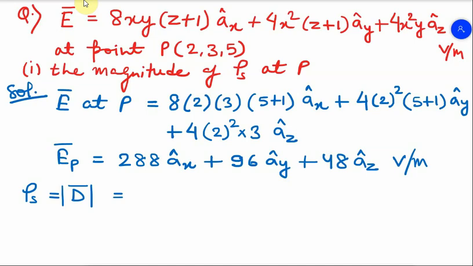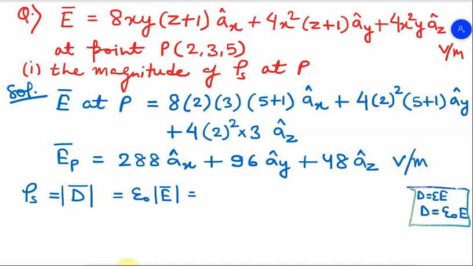So for determining D from E, what is the relation between D and E? In general D equals epsilon E, but in the question free space is mentioned, so for free space D equals epsilon naught E. Fine, so we'll use this. It is epsilon naught times the magnitude of E.